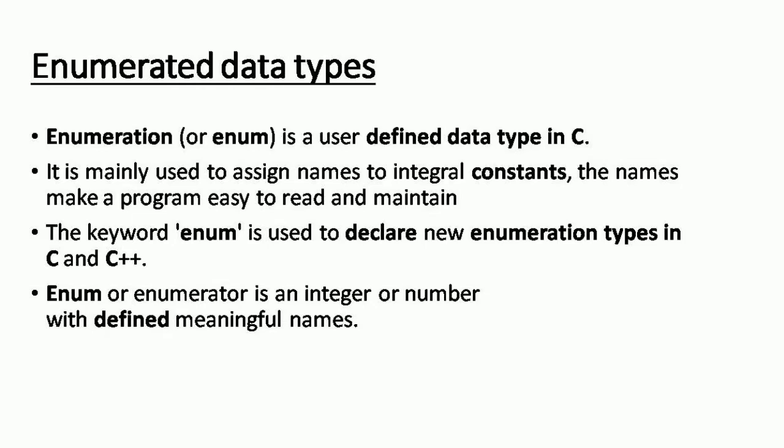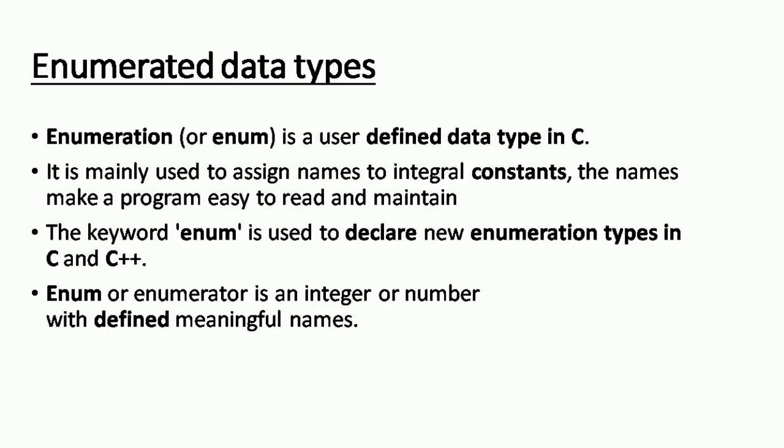Once again, see guys, enumeration or enum is a user-defined data type in C. It is mainly used to assign names to integer constants. The names make a program easy to read and maintain. The keyword enum is used to declare new enumeration types in C and C++. Enum or enumeration is an integer or number with defined meaningful names.